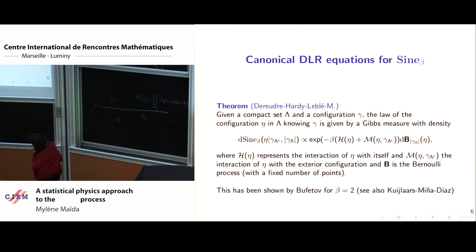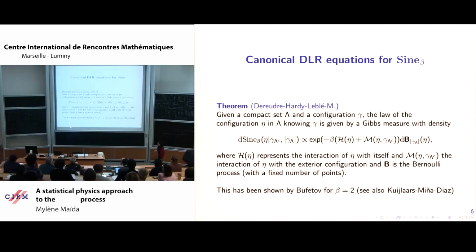Before going further, I just wanted to mention that such a description has already been obtained by Alexander Bufetov for the Sine process, relying on the determinantal structure of the Sine process. This structure has also been used by Arnaud and Nina Holden. But I'll go back to that work a bit later.